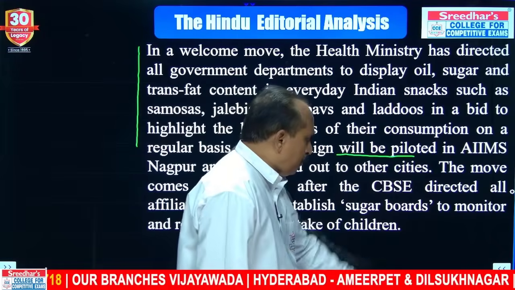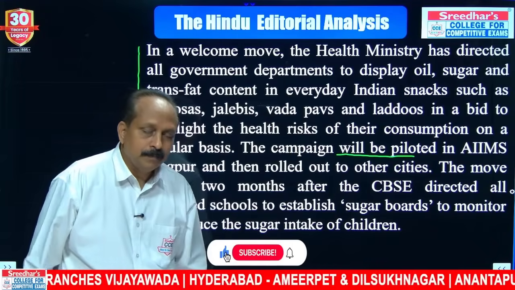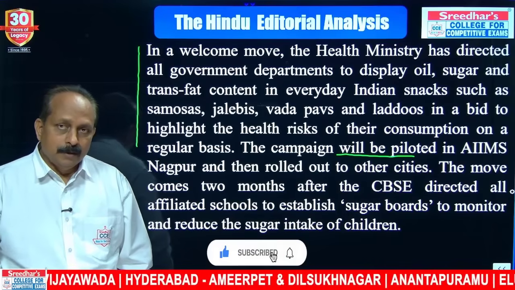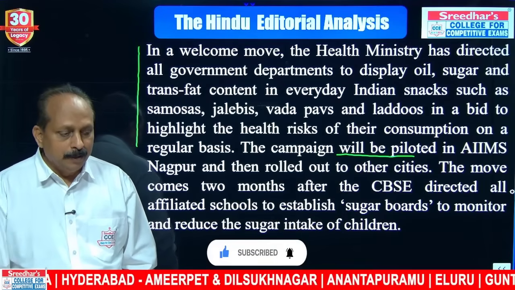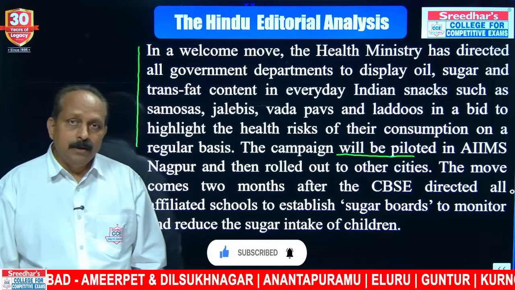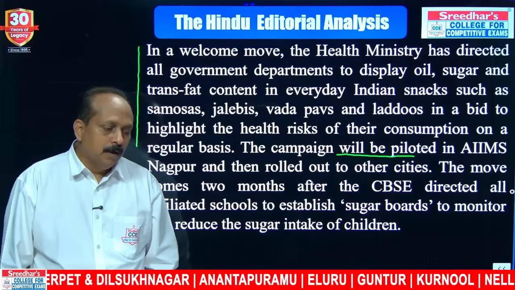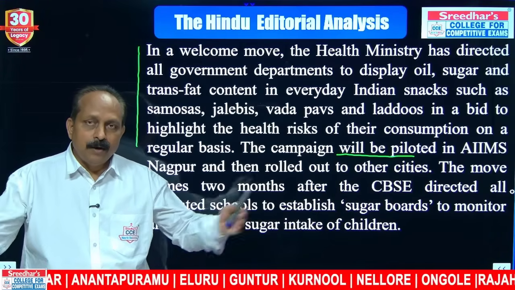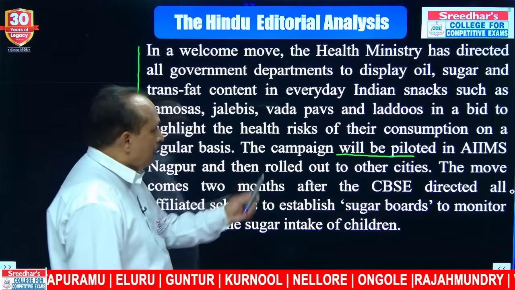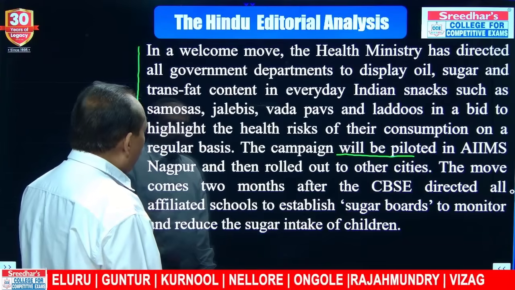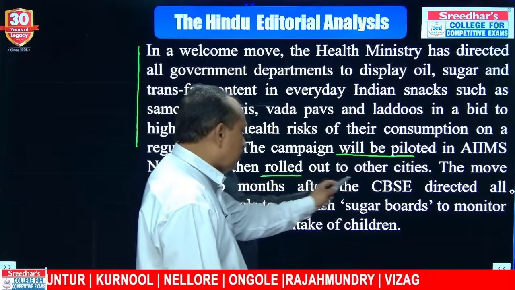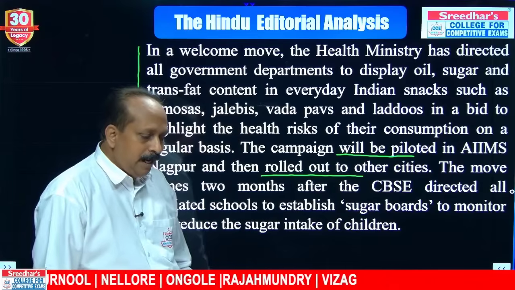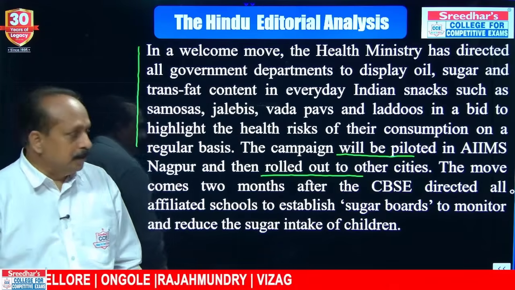The campaign will be piloted. An important expression, future tense, passive voice. Someone will pilot, something will be piloted. But here, pilot is not the regular meaning. Here, pilot means what? To take up the initial study. And once it becomes successful, we try to expand that. The campaign will be piloted in AIIMS, Nagpur, and then rolled out to other cities, as I said. Initially, AIIMS, Nagpur, then other cities.